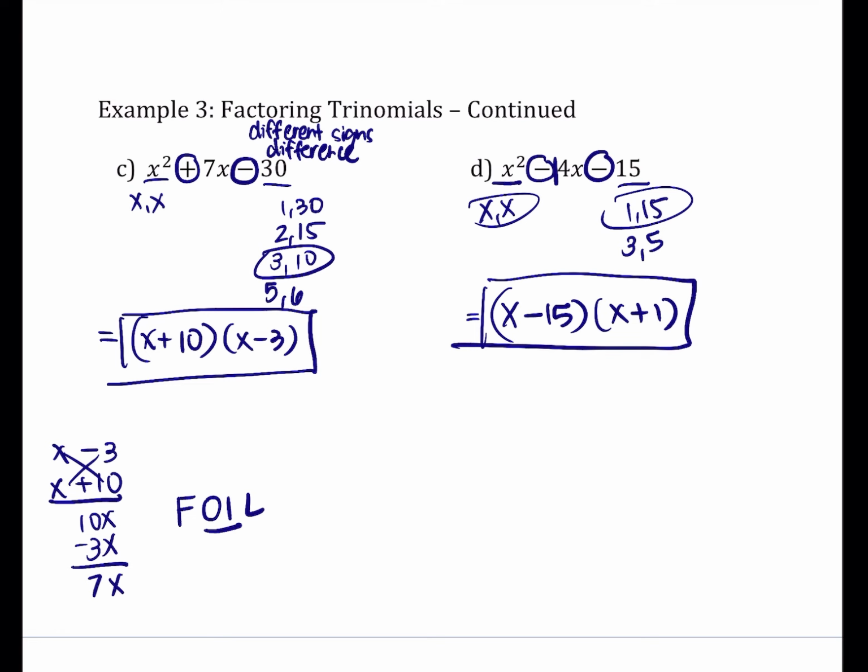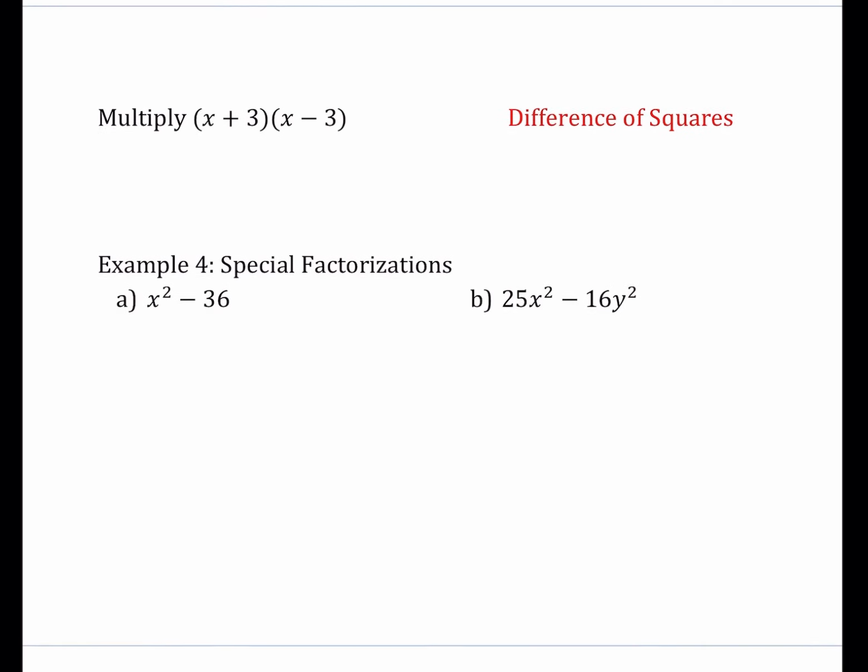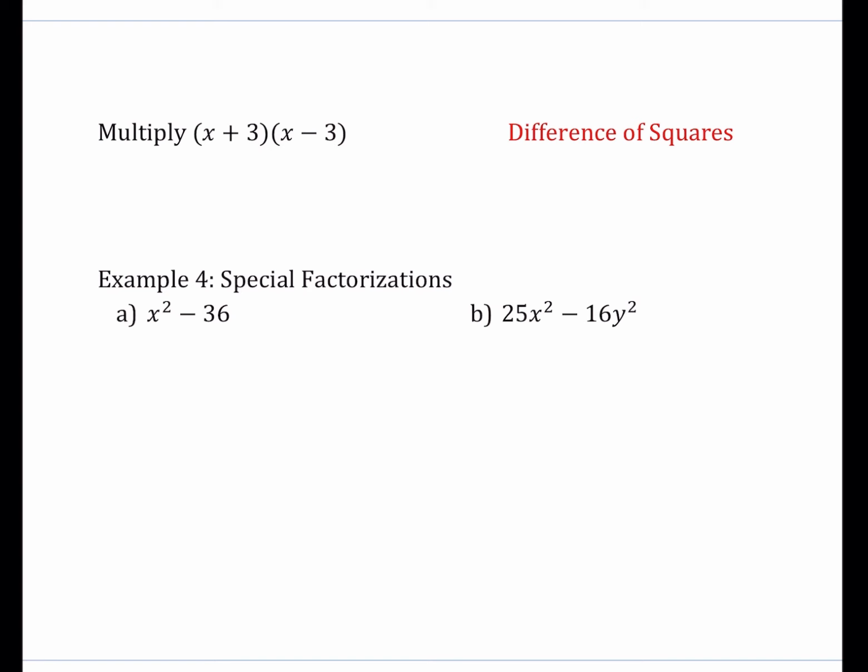Moving on. Now we're going to look at a special case called the difference of squares. Okay, so first thing we're going to do is try multiplying these two binomials. Notice they're very similar, except their difference is in the sign of our second term. So multiplying these, we're going to FOIL. We have x squared minus 3x plus 3x minus 9.